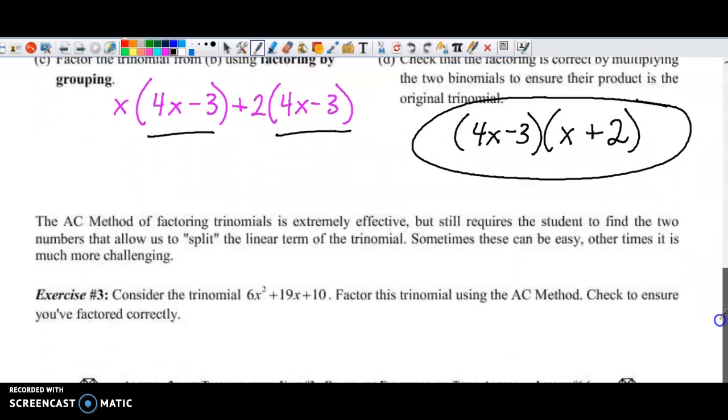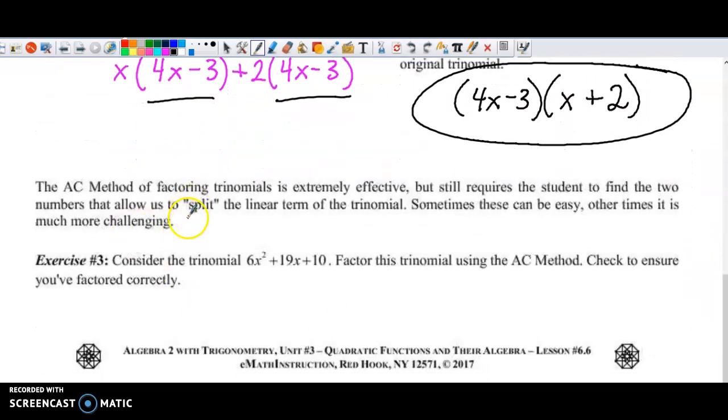As I move on to the next thing, sometimes people call this splitting the middle. It's just not a phrase I use very often, but you could call it split the middle. So if we do this AC method, start with doing 6 times 10. That's 60. Factors of 60, there's a lot of them. You could try 2 and 30. You can do 3 and 20. The one that we should be looking for, though, is 4 and 15.